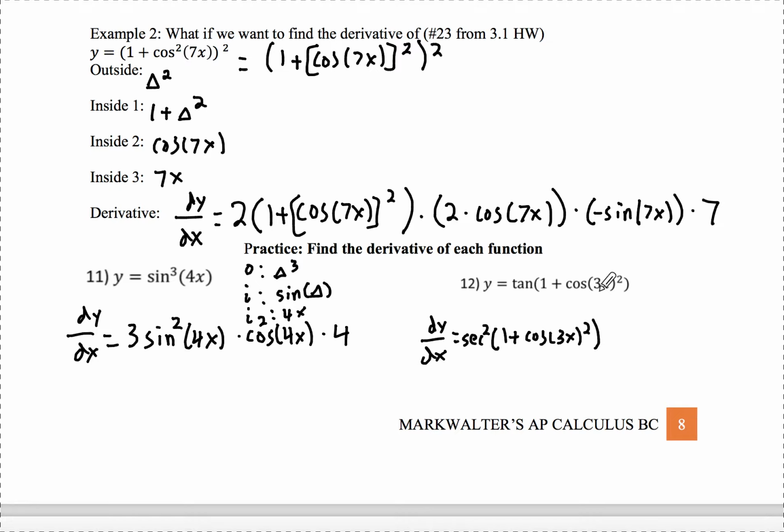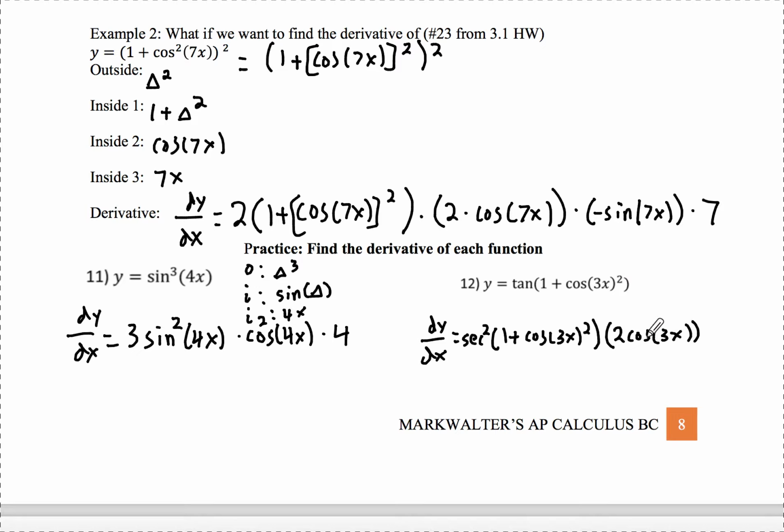All right, so now let's look at the inside. We have 1 plus cosine of 3x squared. That squared is outside of everything, so I have 1 plus Dorito squared. So let me take the derivative of 1 plus Dorito squared. Derivative of 1 is 0. The derivative of something squared will be 2 something, and we'll leave the inside parts. Okay, we just took care of the 1 plus blah squared and got 2 blah.